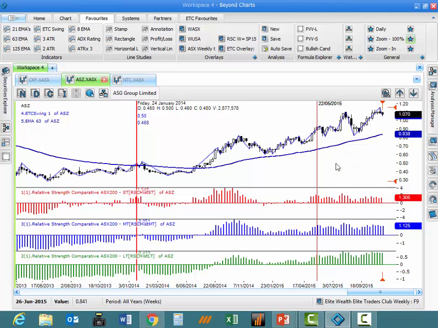And as you'll see, price is starting to come back up to around that same level as when the original fundamental analysis was done. So that's ASZ.